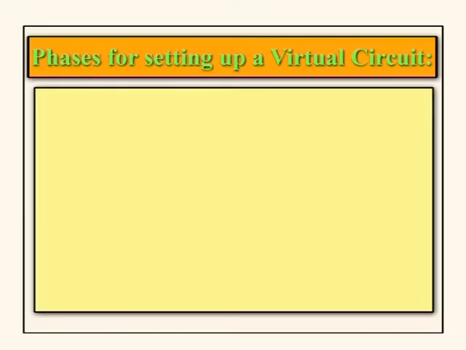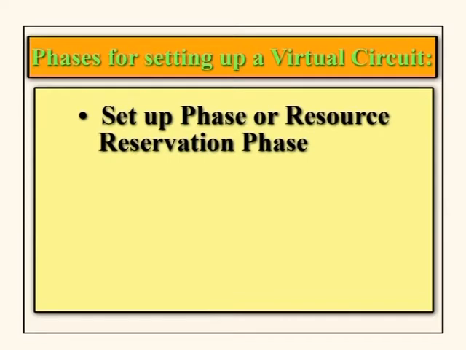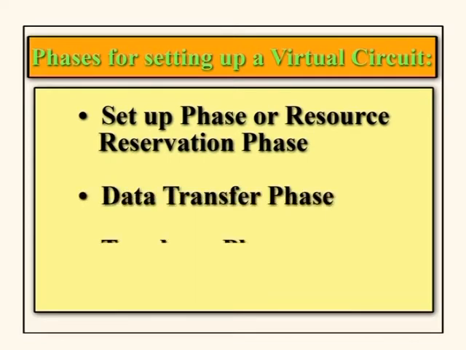This type of communication is similar to a basic telephone communication. I will explain the similarity between connection oriented packet switching and telephone communication in a short while. Do remember that there are 3 phases for setting up a virtual circuit. These are the setup phase or resource reservation phase, the data transfer phase and the tear down phase.